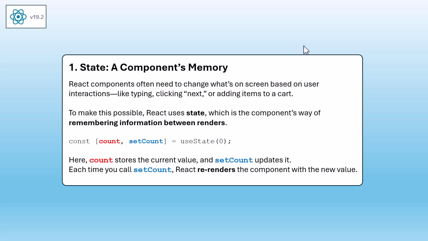When components need to change what appears on the screen because of user actions, like typing into a form, moving through an image carousel, or adding something to a shopping cart, they need a way to remember what has happened. In React, this memory inside a component is called state. It allows a component to store and update information that changes over time, like the current input value, which image is being shown, or which products are in the cart.